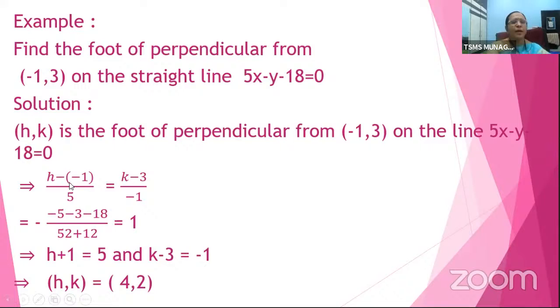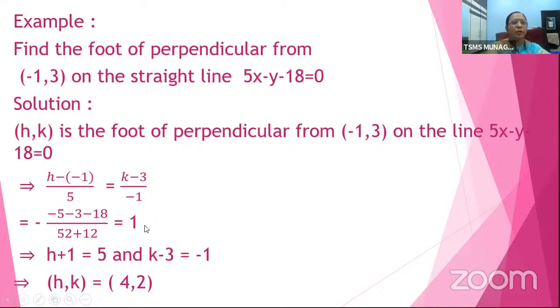So here, using the formula h minus x1 by a, h minus of minus 1 by 5 is equal to k minus 3 by minus 1, that is equal to minus ax1 plus by1 plus c by a square plus b square. That is simple substitution of this point in the straight line. 5 into minus 1 is minus 5, minus 3 minus 18 by a square plus b square, which is 25 plus 12.